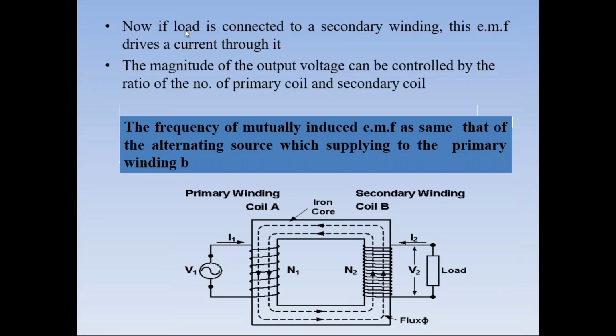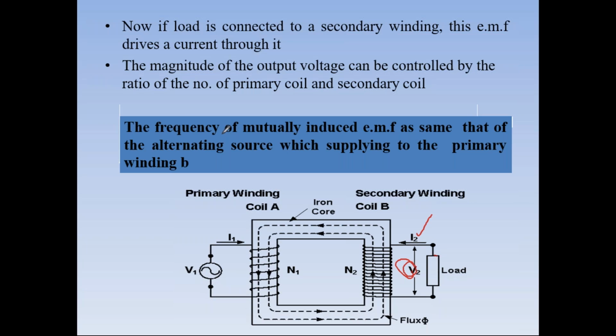So now if a load is connected to the secondary winding, this EMF drives a current through it. I already told you that current always flows through a closed loop. Suppose you are not connecting the load here, it is an open circuit, right? So current should not flow in an open circuit. When the load is connected here, it makes a closed path, then I2 will flow.